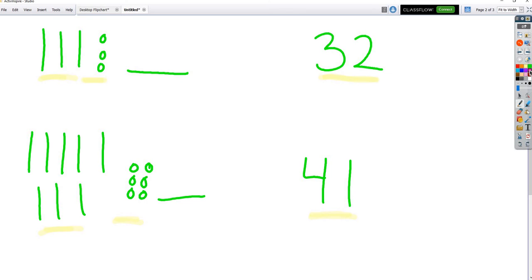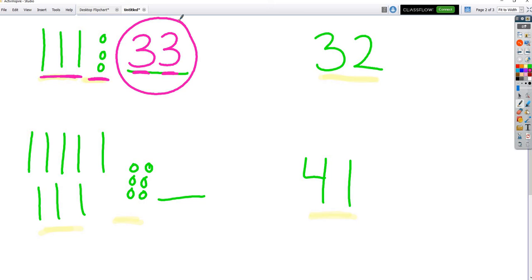Alright, so this one has 3 tens, right? So we put 3 in the 10 spot, and it also had 3 ones. So we've got to put the 3 in the ones place. Remember, this is the ones all the way at the end, and then this is the tens. And what number does this make, everybody? Good. 10, 20, 30, 31, 32, 33. It makes the number 33.